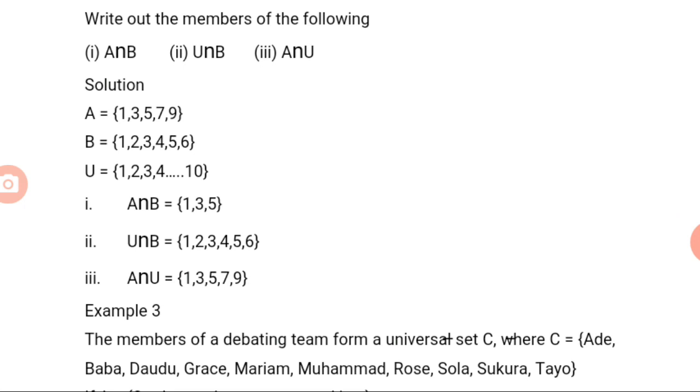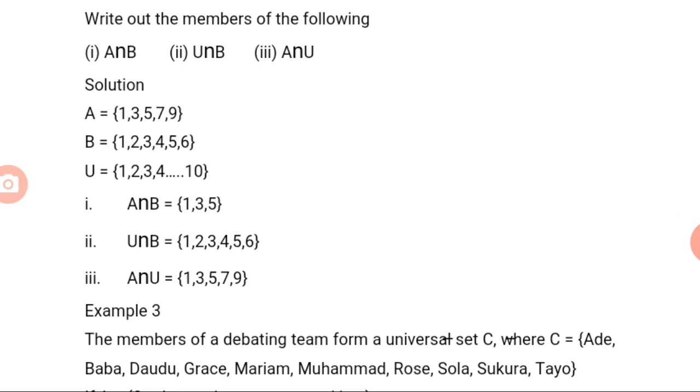This means that in question 1, what is A intersection B? A intersection B is what we can find in A and then B. What we can find in A and B is 1, 3, and 5. Therefore, A intersection B is 1, 3, and 5. Are we together?